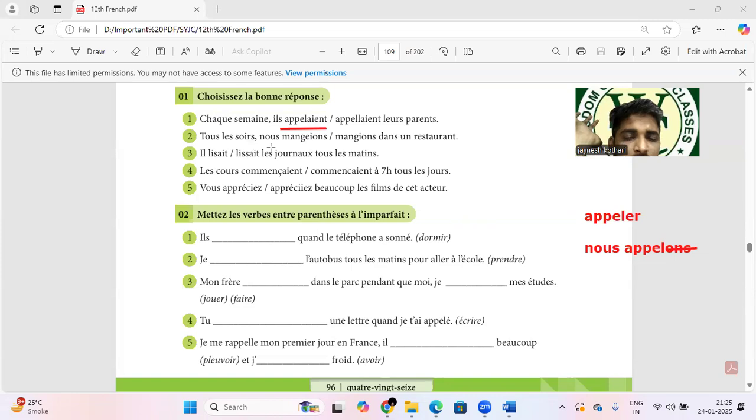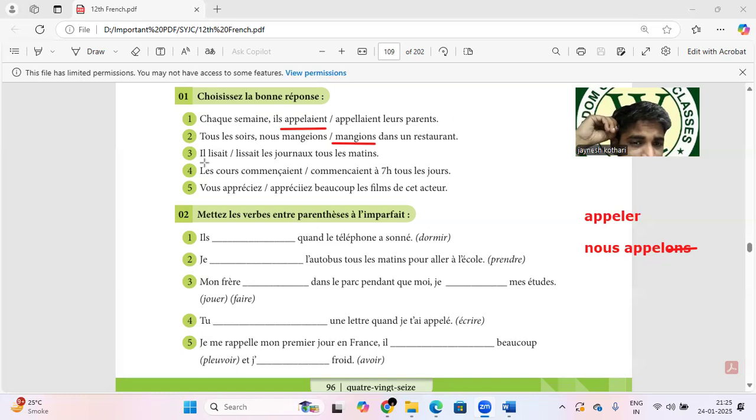Next, second one. Tous les soirs, every evening, we used to eat. Nous mangions. Students, you can see on page number 96 itself, there's conjugation given to you all. Chalo, help me with the meaning of second one, students, everyone. Every evening we used to eat in a restaurant. Perfect.